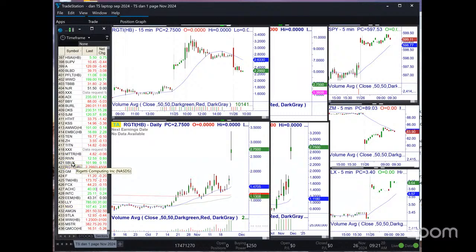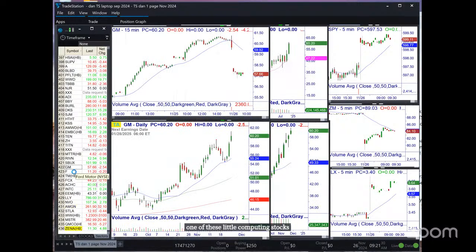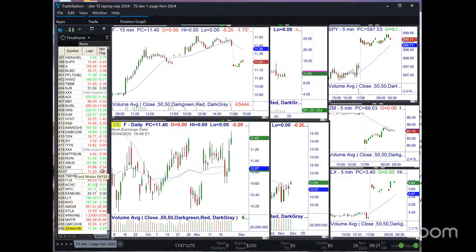Rigetti. I missed this gap yesterday, but look at the volume the last 2 days. One of these little computing stocks. Ford 1120. So Ford's holding okay. See, from here to here, it's gapping right to this gap fill. So that still looks okay.